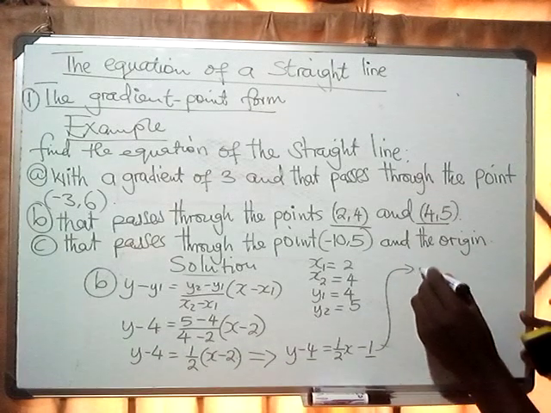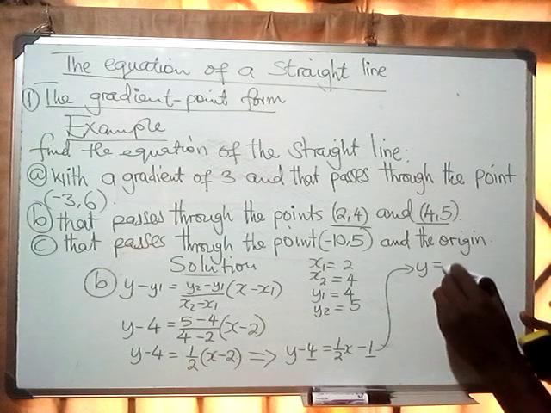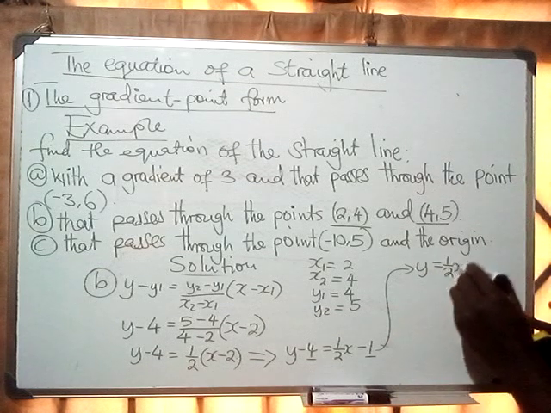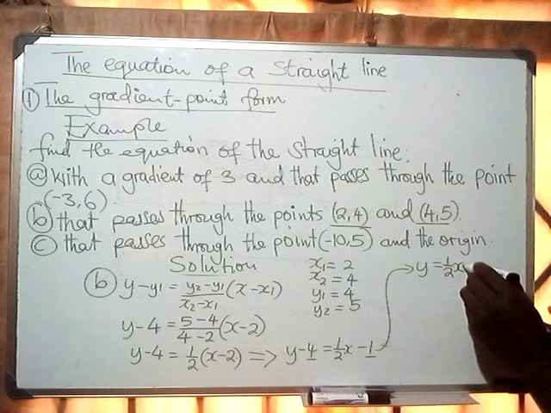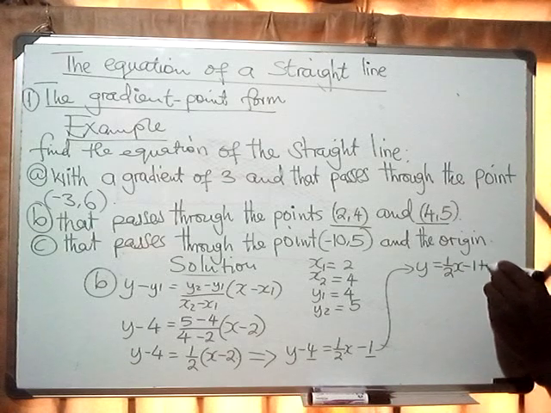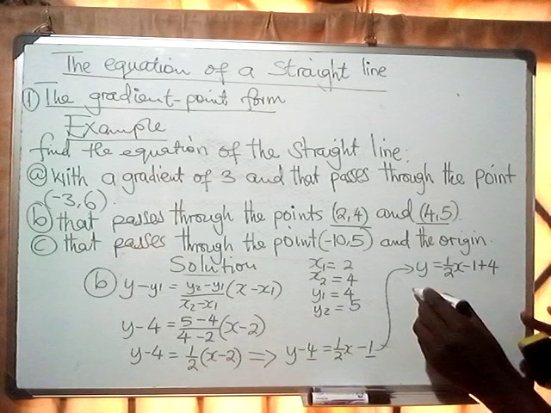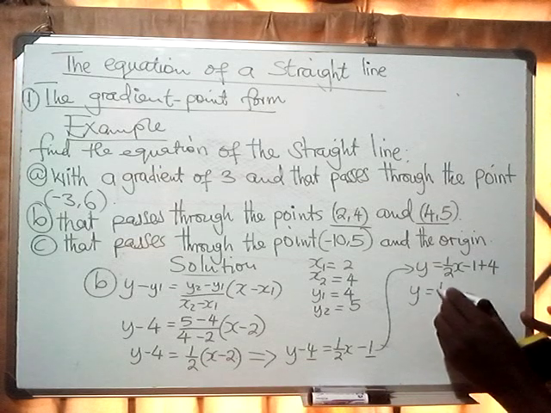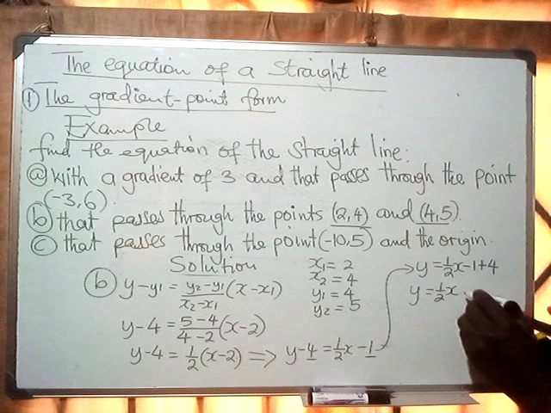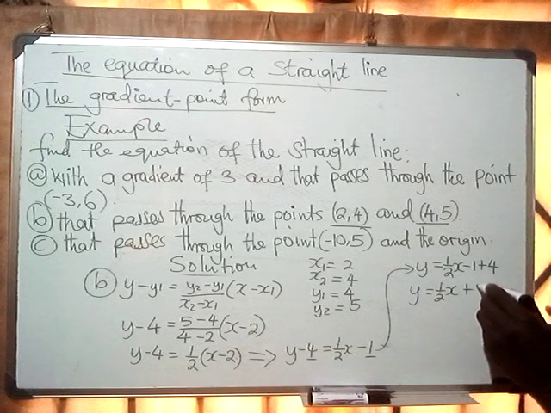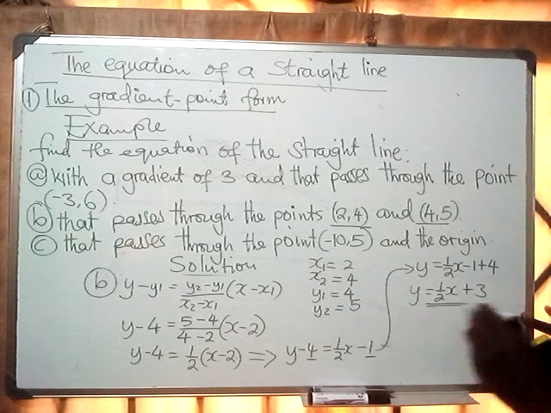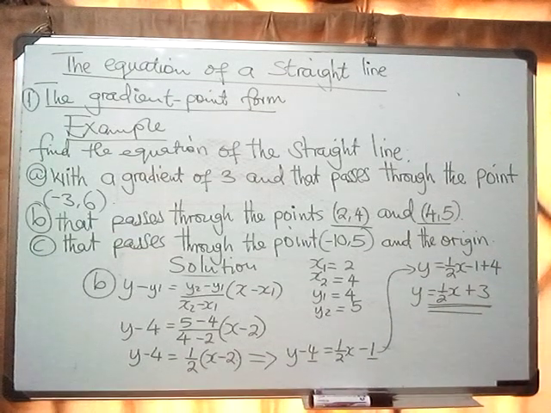So we have y is equal to 1 over 2 x minus 1 plus 4. So it will be y is equal to 1 over 2 x plus 3, because negative 1 plus 4, the answer is positive 3. So that marks the end to our question.